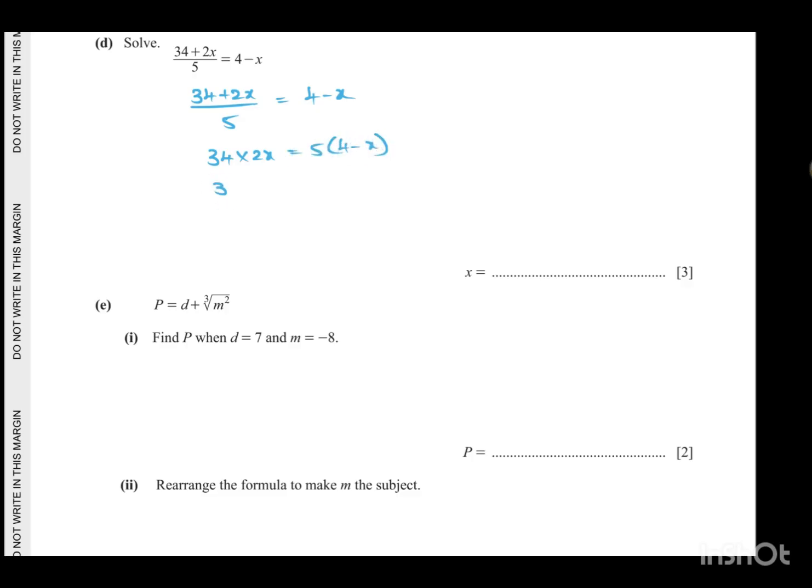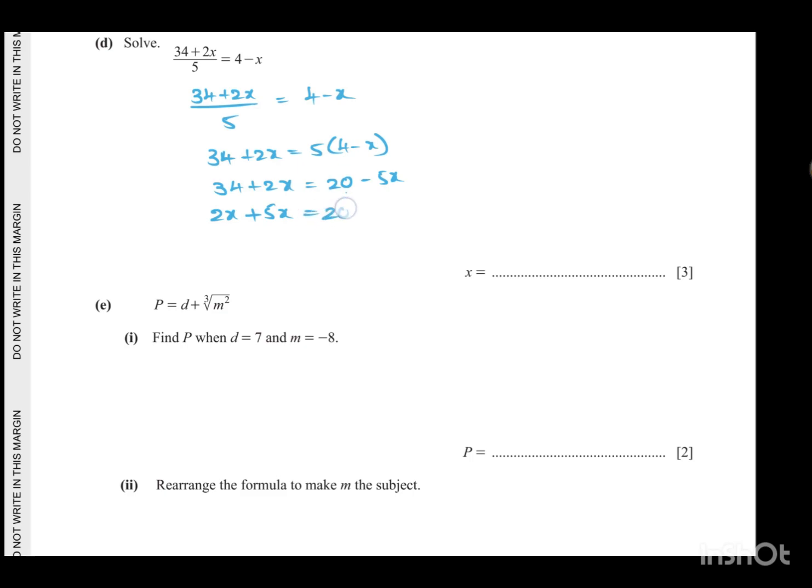Then 34 plus 2x, it is 34 plus 2x. Then you have to solve here. 5 4s are 20, 5 into minus x is minus 5x. Now we have got it without denominators. Now you can bring all the x terms onto the left hand side and bring the constants to the right hand side. So keeping 2x here, 34 can be brought to the right, and keeping 20 here, minus 5x will be brought to the left hand side.